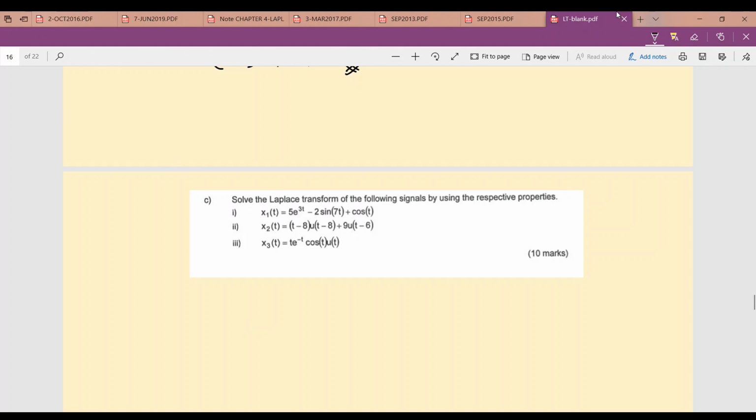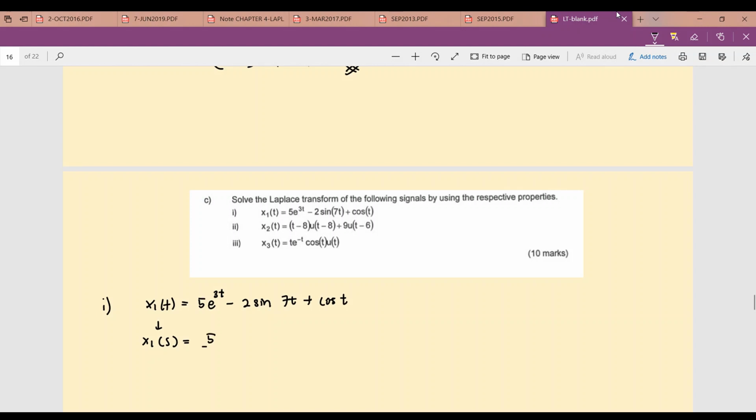Okay, next question. Solve Laplace transform the following signal. Okay, actually question ni I cari yang final past year punya question. Okay, so number 1, kita nak solve this one. Okay, x1(t) adalah 5 exponent 3t minus 2 sin 7t plus dengan cos t. Okay, this one simple, dia just refer je dekat table.